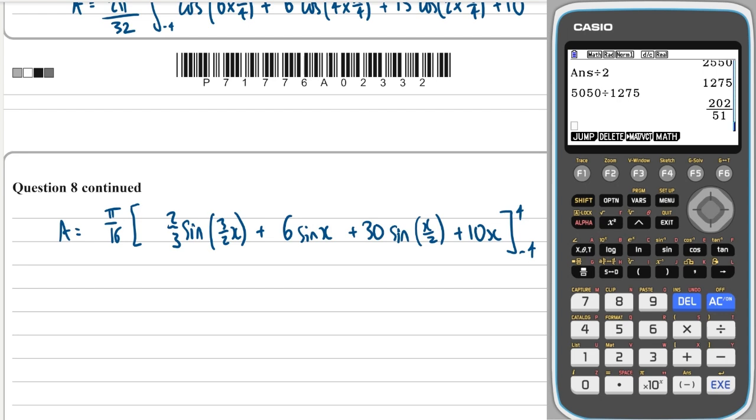Okay, so a little shortcut we can take here is we can first off sub in 4, which would give me pi over 16 brackets 2/3 sine of 3 over 2 times 4, and then plus 6 lots of sine of 4 plus 30 lots of sine of 4 over 2 is 2 plus 40.